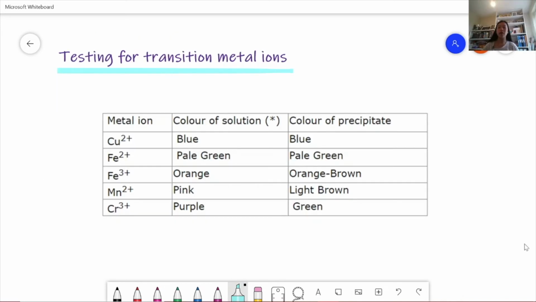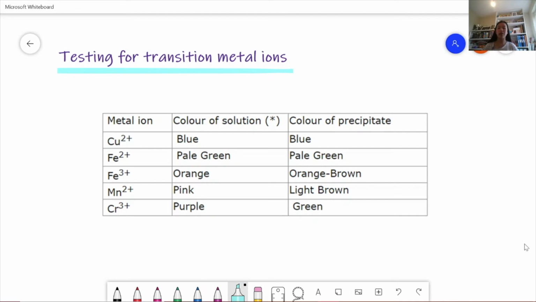So now we're going to talk about how to test for transition metal ions. What we do is we first look at the colour of the solution. So for Cu2+, the solution should be blue, and Fe2+ should be pale green, Fe3+ should be orange, manganese should be pink, and chromium should be purple. And then what we do is we add some sodium hydroxide to all of them.